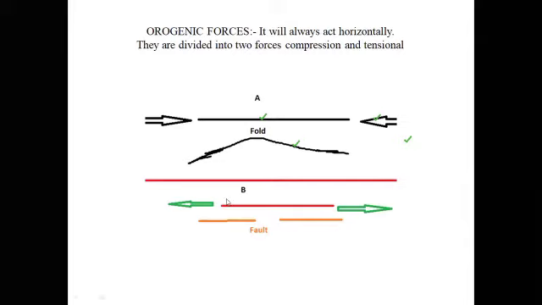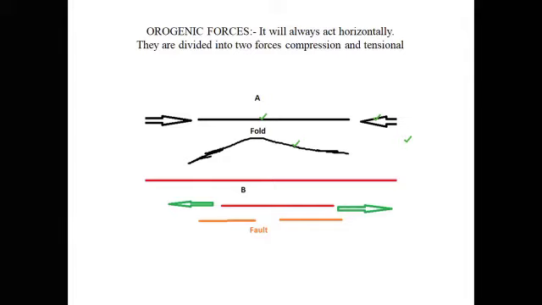So this is a landmass, and the tensional forces originate here as well as here. Now when these two tensional forces pull this landmass from both the sides, what will happen after a certain period of time? A crack will develop in between the landmass. This crack is called a fault.